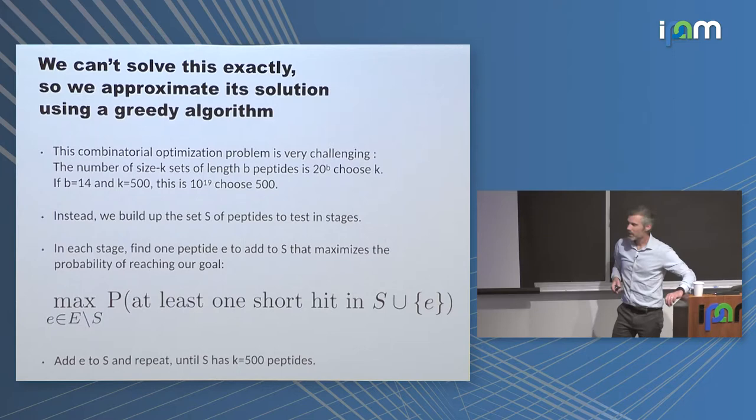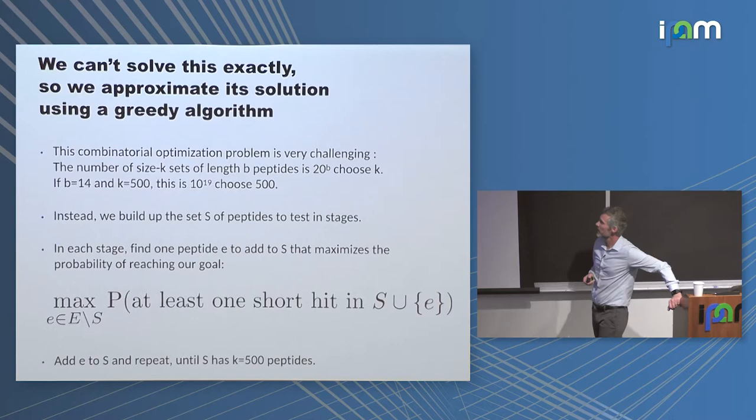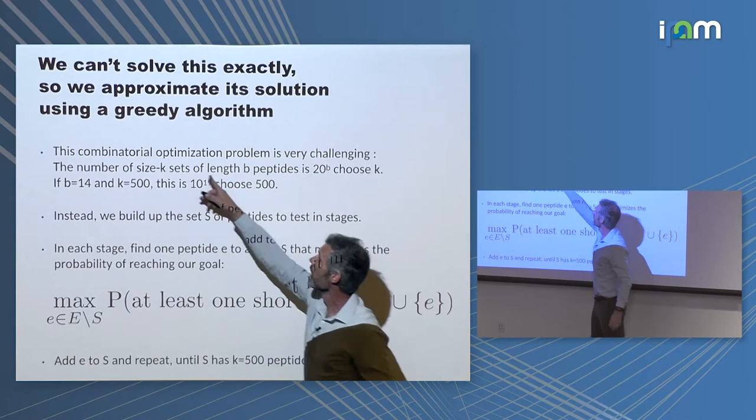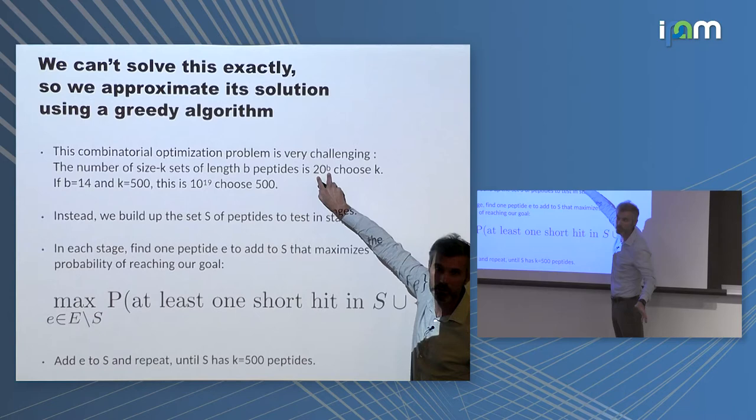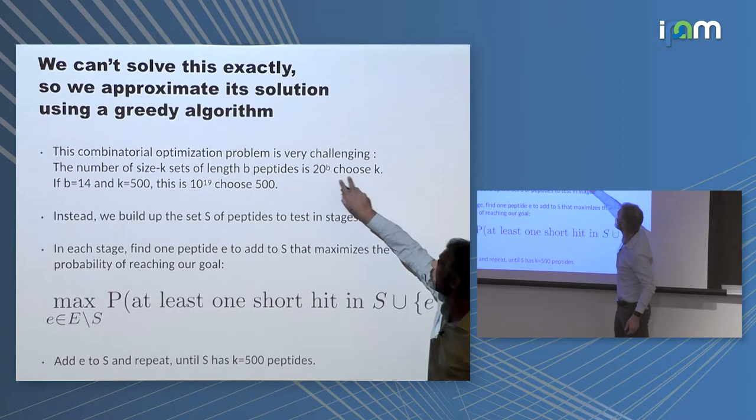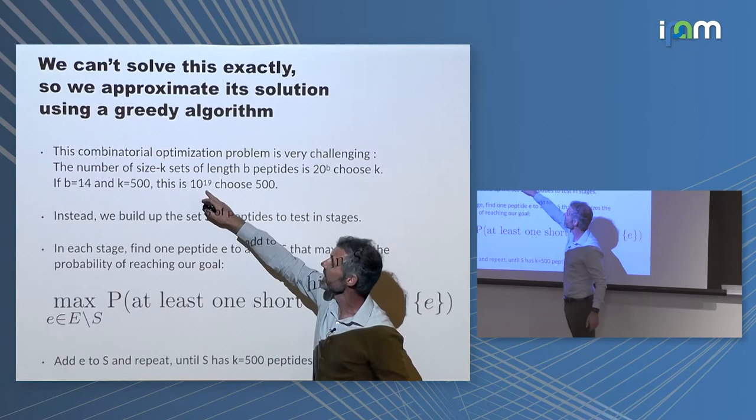So this is a hard optimization problem, because the space of size k sets of length B peptides is really big. The number of peptides of length B is 20 to the B, which already is getting a little bit big. And then the number of size k sets is 20 to the B choose k. So for example, if B were 14 and k were 500, this would be 10 to the 19th choose 500, which is an enormous number. So there's no way I can enumerate.